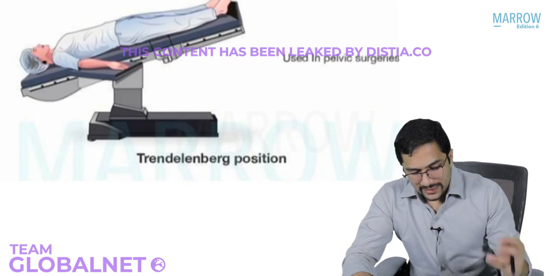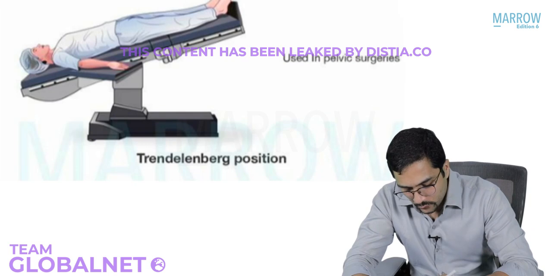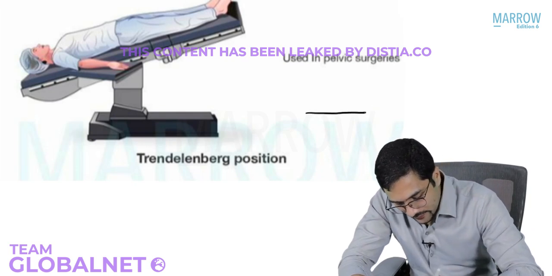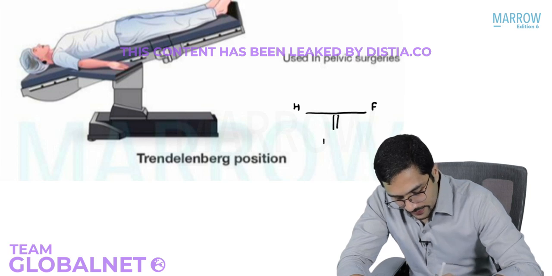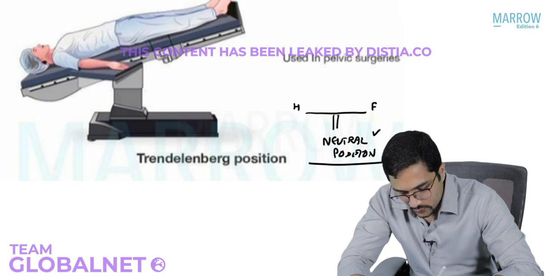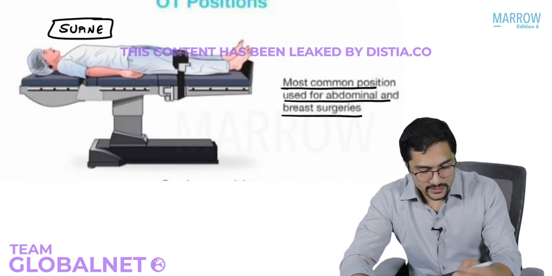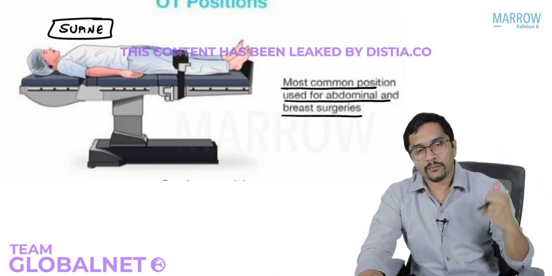Now, you must have seen in the theater that if the patient's head end and foot end are at the same level, right? If the head end and the foot end of the patient are at the same level, then we call this the neutral position of the table. So if you see in this image, the patient is in the neutral position. The head end and the foot end are at the same level.